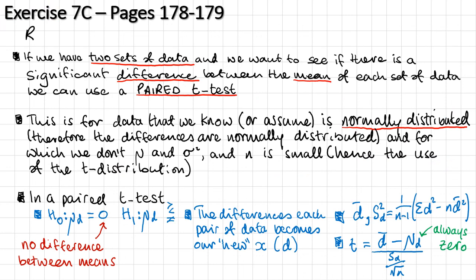So you should now be able to do exercise 7C from pages 178 to 179 of the textbook.